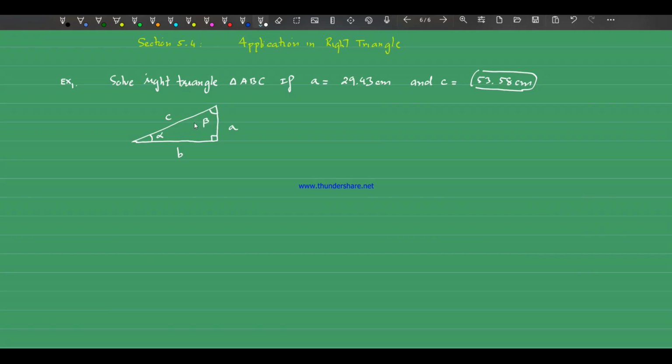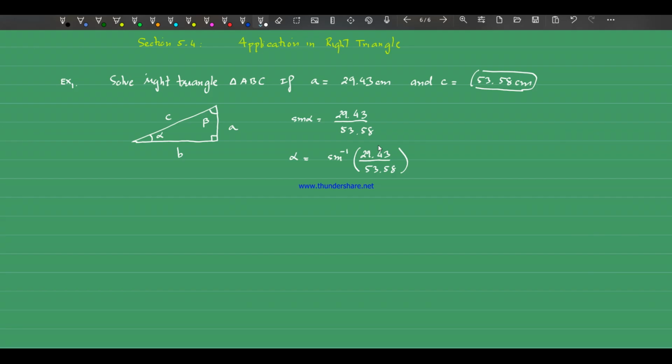So I can use sine alpha. Sine alpha, the opposite would be this, opposite over hypotenuse, which is 53.58. Okay, we're going to go ahead and put it into the calculator. Then in order to find alpha, as I showed you in the example in the previous video, you're going to find the inverse of this. Okay, so we're going to find the inverse of that. Let's go ahead and put it into the calculator.